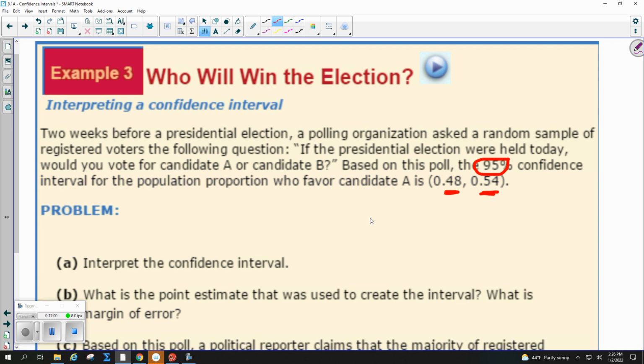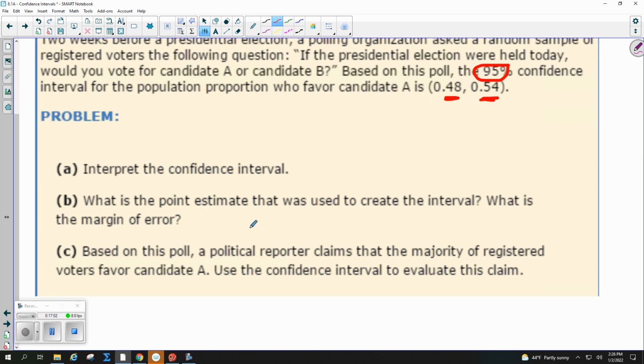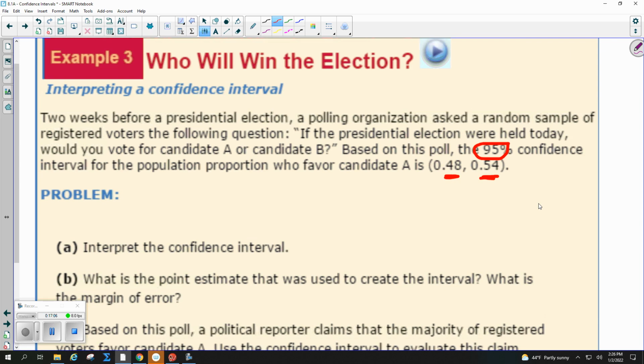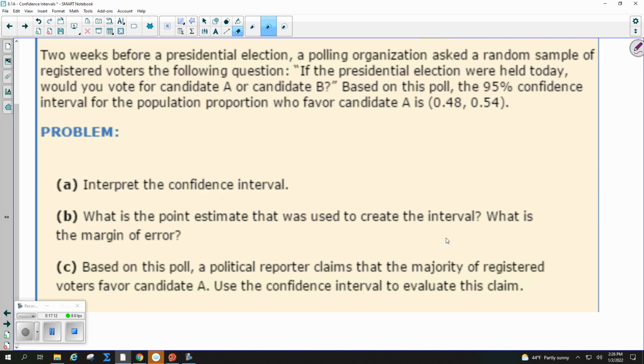Okay, what is the point estimate that was used to create the interval, and what is the margin of error? If they give you the confidence interval, the point estimate is the center of the confidence interval. So we would add 0.48 and 0.54 and divide by 2, and we get 0.51. Our point estimate is a p hat because we're doing proportions, and it's 0.51. Again, it's right in the center of those two.